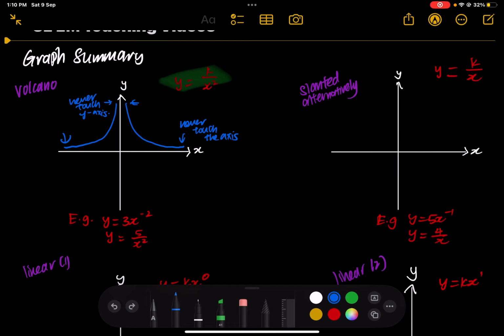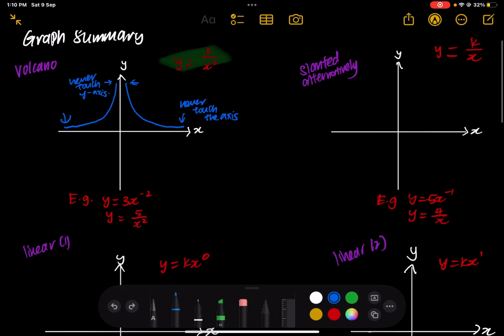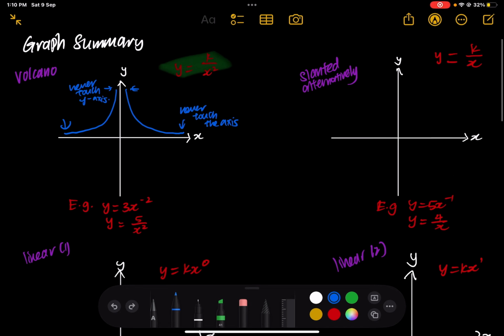Next one is slanted alternatively. Okay, so when your denominator is power of 1, your graph will be like that. Okay, not very nice but get the idea. So similarly to that one, it will never touch the x or the y axis.